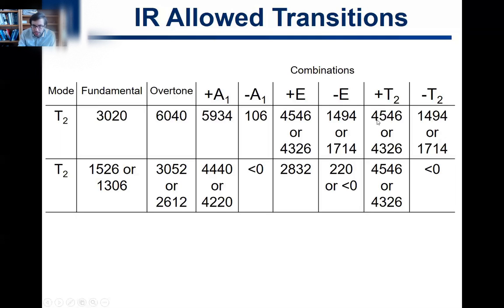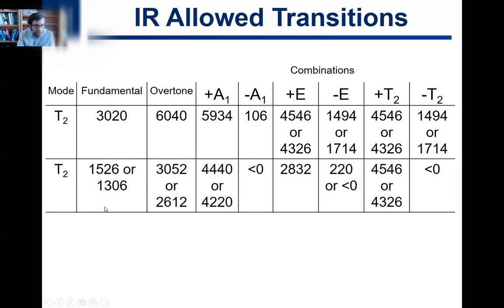And then the T2s. Well, what is the T2? Again, we don't know. It's either 1526 or 1306. So we'll add 3020 plus both of those to get two combinations, and then we'll subtract 1526 or 1306 from 3020 to get two combinations. And then we're going to do the same logic for walking through the T2 bend.